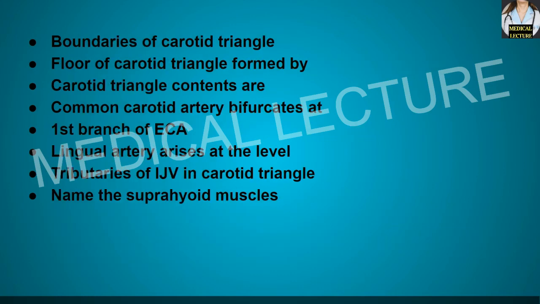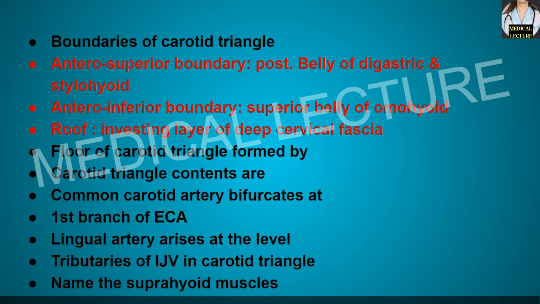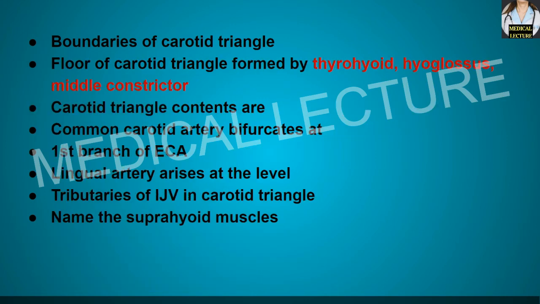What are the boundaries of the carotid triangle? Over here, antero-superior boundary is formed by the posterior belly of digastric and the stylohyoid. Antero-inferior boundary is formed by the superior belly of omohyoid, and roof is formed by the investing layer of deep cervical fascia. Floor of carotid triangle is formed by thyrohyoid, hyoglossus, and the middle constrictor muscle of pharynx.